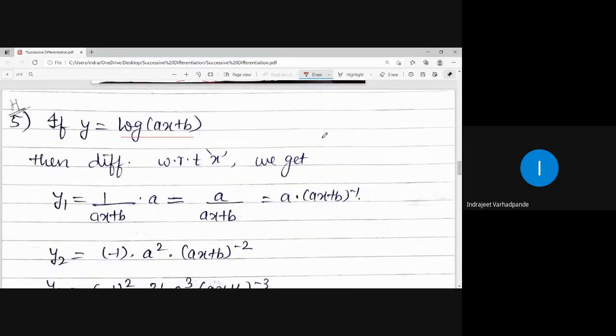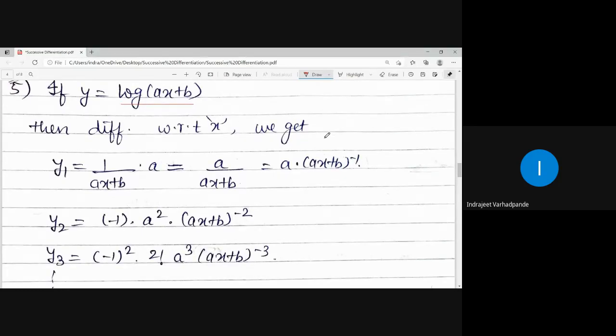Log of ax plus b. How will it be? Y is equal to log of ax plus b.